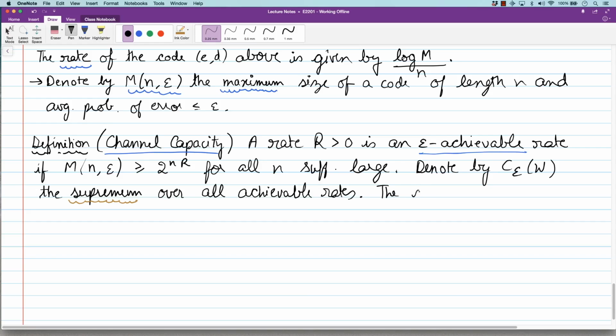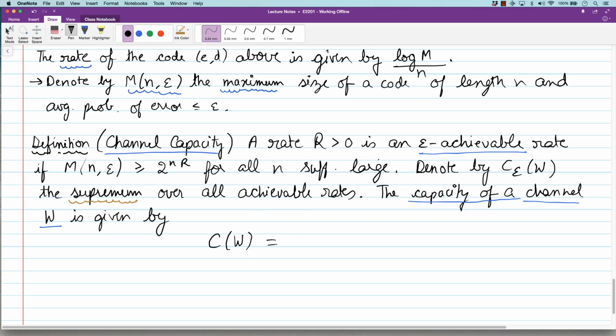The capacity of a channel W, this is the main definition we want to define, capacity of a channel, is given by CW. Now, if you look at the C epsilon W, this is roughly the maximum rate at which you can send with probability of error less than epsilon by using codes of longer and longer length, because we only want it for all n sufficiently large.